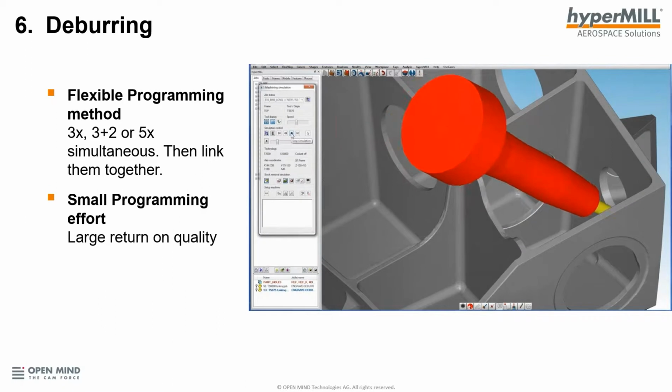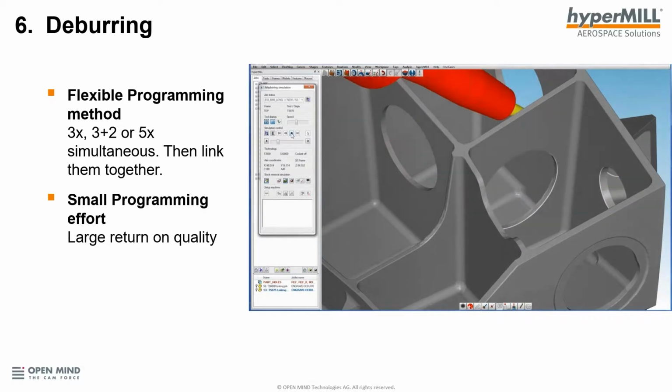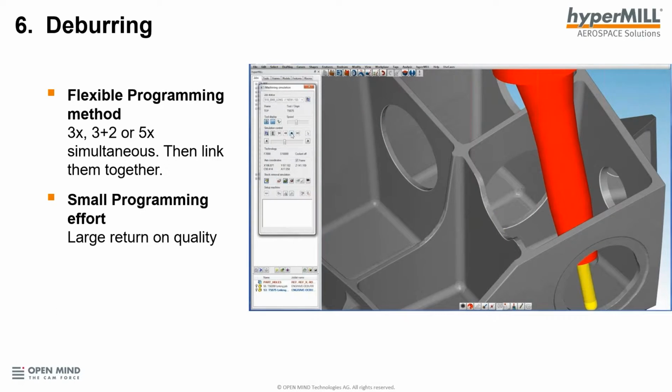So again, just a video, you can see a number of different ways we can machine these different results. We can do it in 3-axis, we can do it in 3+2 indexing, we can do it in 5-axis simultaneous, and then we can link them all together. So it's a small programming effort really, but a really large return on quality. It's really what we'll say is a consistent process and nice result.